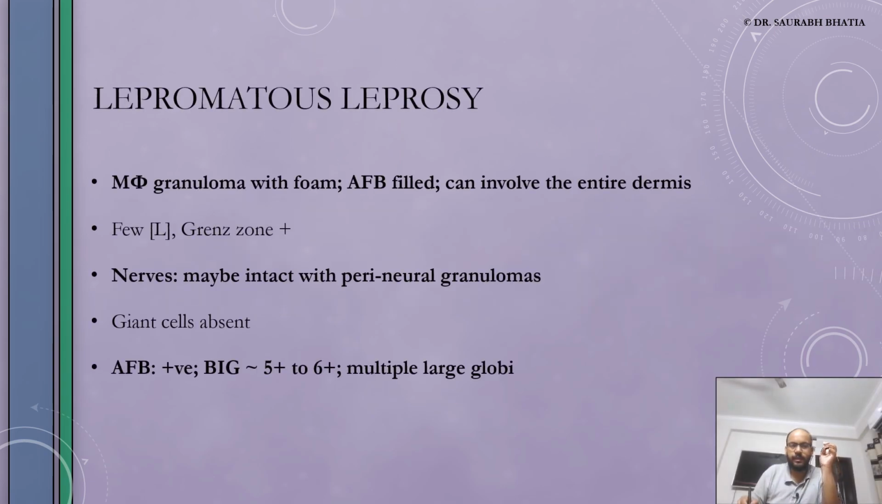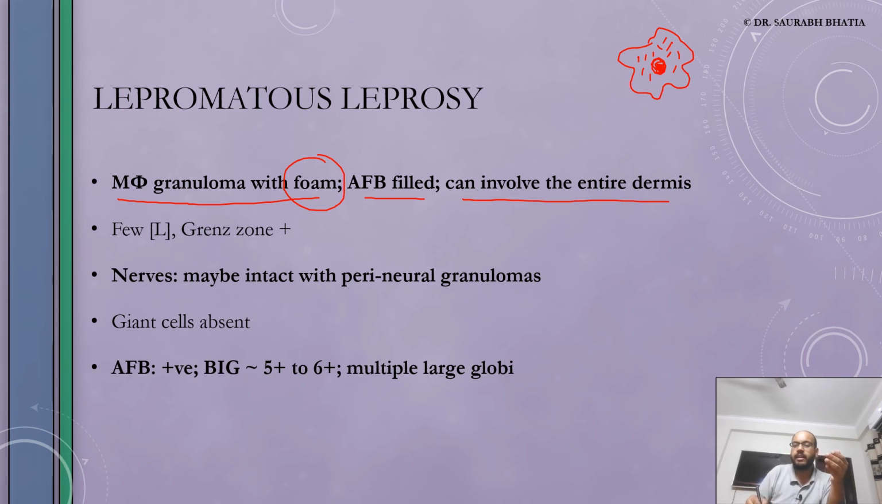Let's move on. Now there's macrophage granuloma with foam, and we have discussed what foam is. These granulomas or macrophages are AFB filled. Why AFB filled? Remember the initial third slide that we discussed in lecture: the macrophages are just eating the bacilli, they are not able to kill them. So they are filled with living bacilli. And the infiltrate, the granulomas, can involve the entire dermis. In fact, leprosy is one of the features seen in pandermal infiltrate.